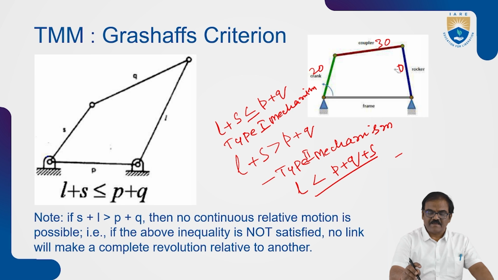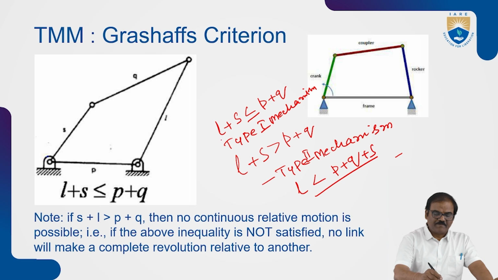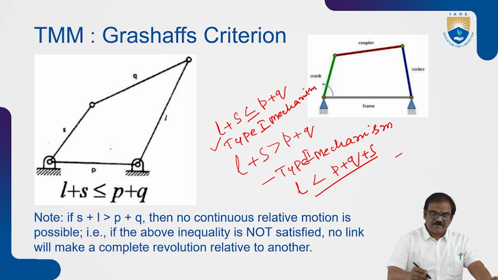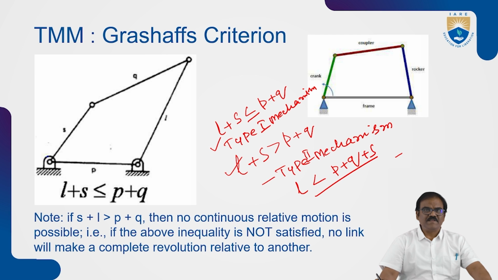Another interesting aspect of Grashoff's 3 criteria is this. For the type 1 mechanism, L plus S should be less than P plus Q. For the type 2 mechanism, L plus S is greater than P plus Q, but the largest link L should be less than P plus Q plus S. Then only is the formulation of a mechanism, a kinematic chain, possible.